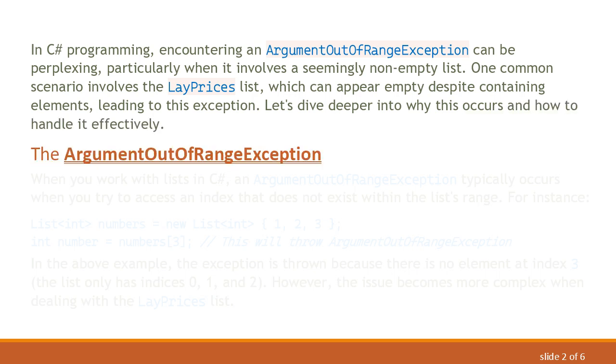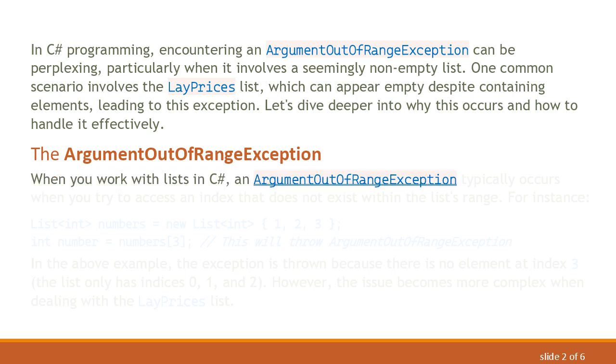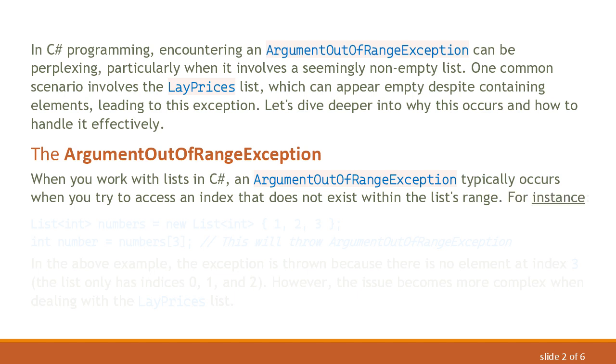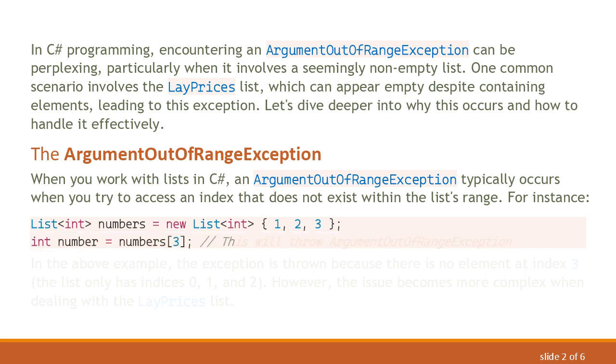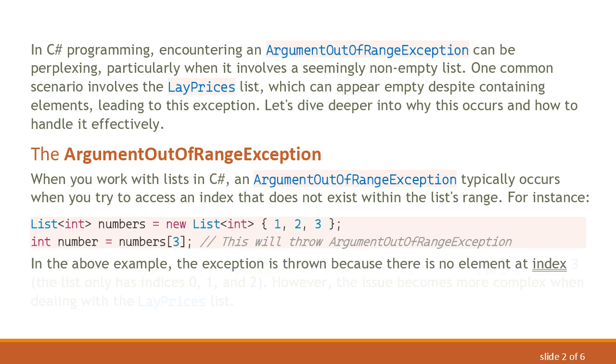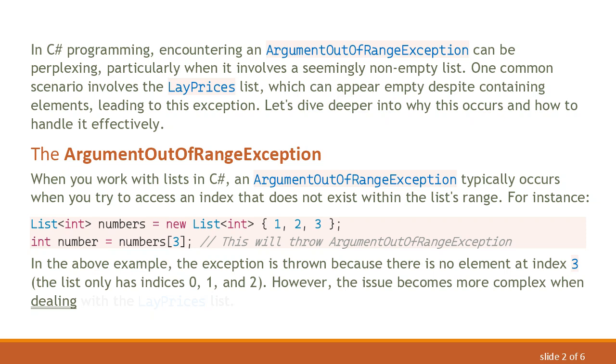The argument out-of-range exception. When you work with lists in C#, an argument out-of-range exception typically occurs when you try to access an index that does not exist within the list's range. For instance, in the above example, the exception is thrown because there is no element at index 3; the list only has indices 0, 1, and 2. However, the issue becomes more complex when dealing with the LayPrices list.